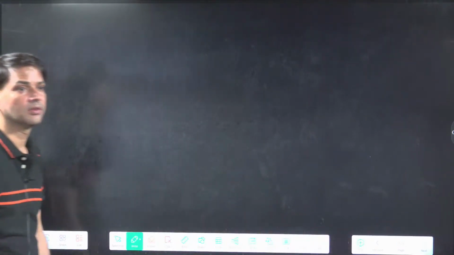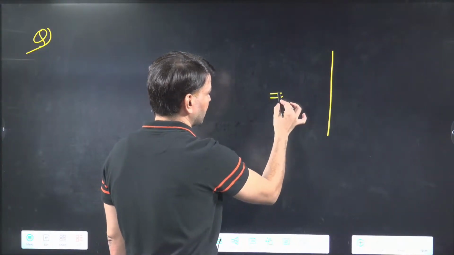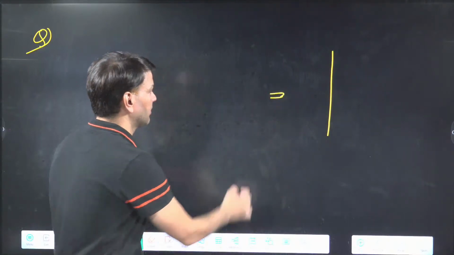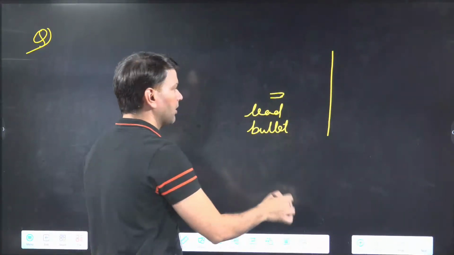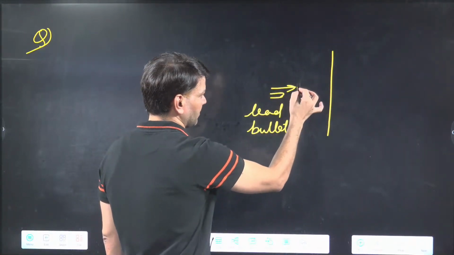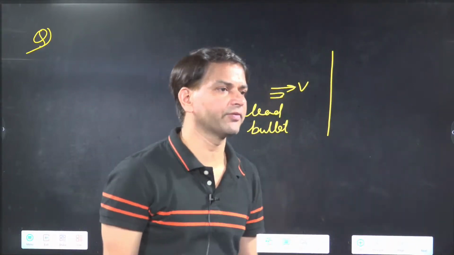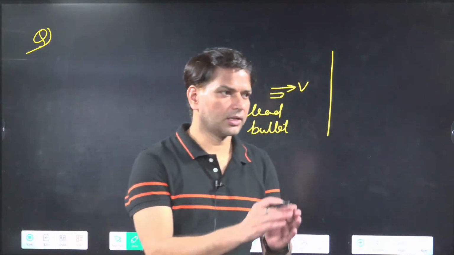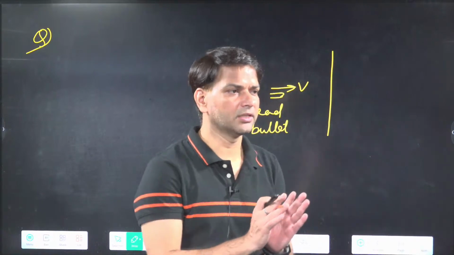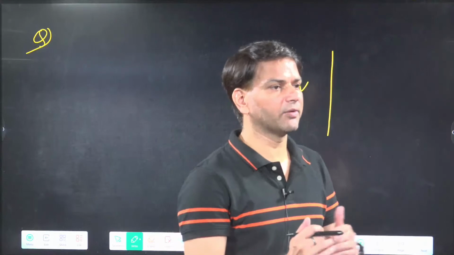Next problem. Suppose you have one lead bullet. It is moving with a velocity v. A lead bullet I have, it is moving with velocity v. It hits the wall and completely stops. So the heat produced is equally shared by the wall and the bullet.